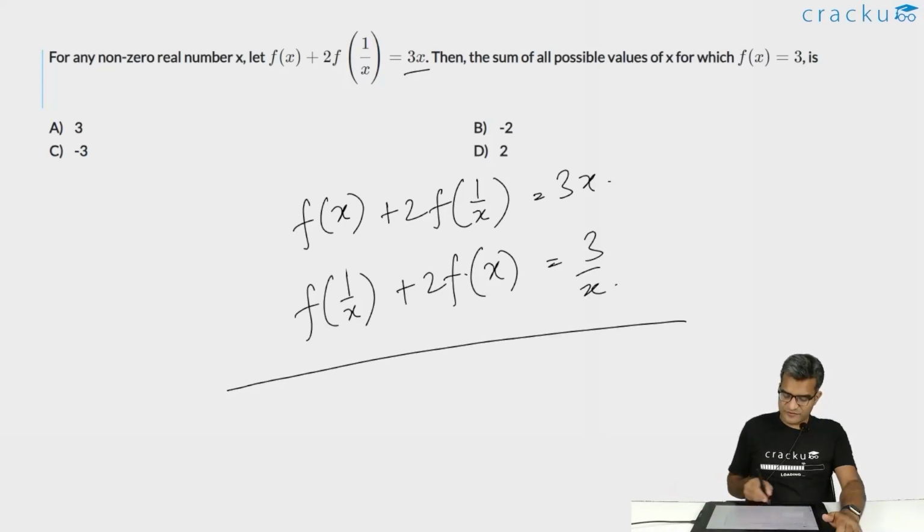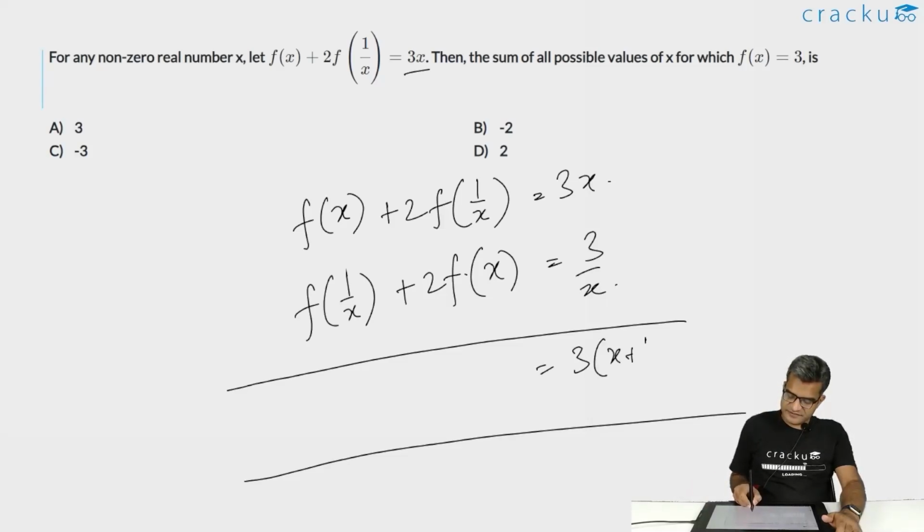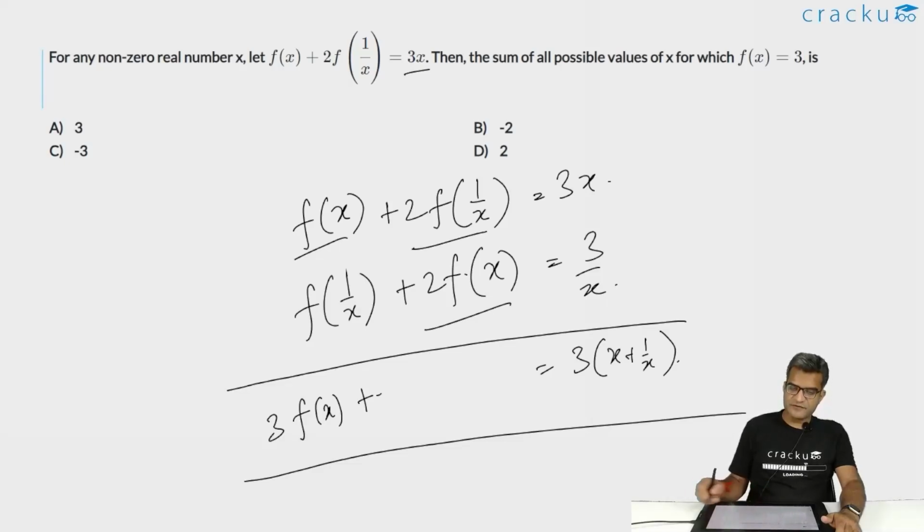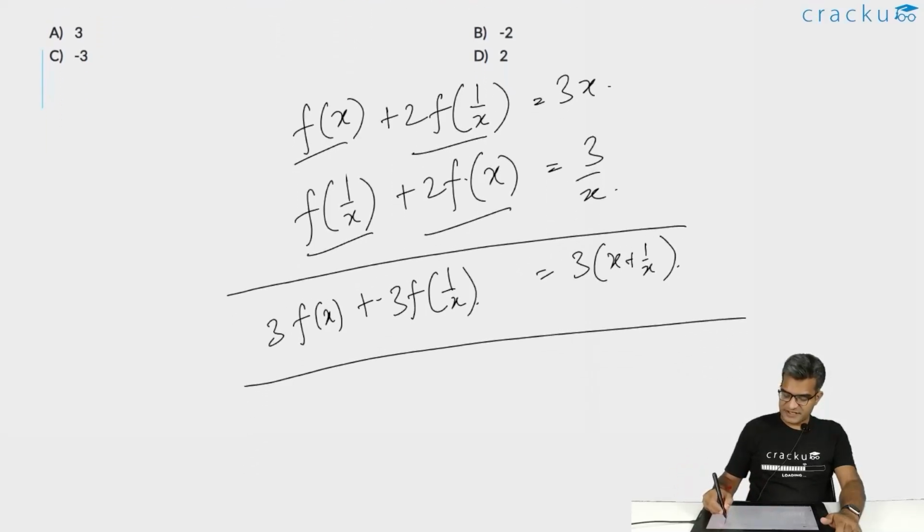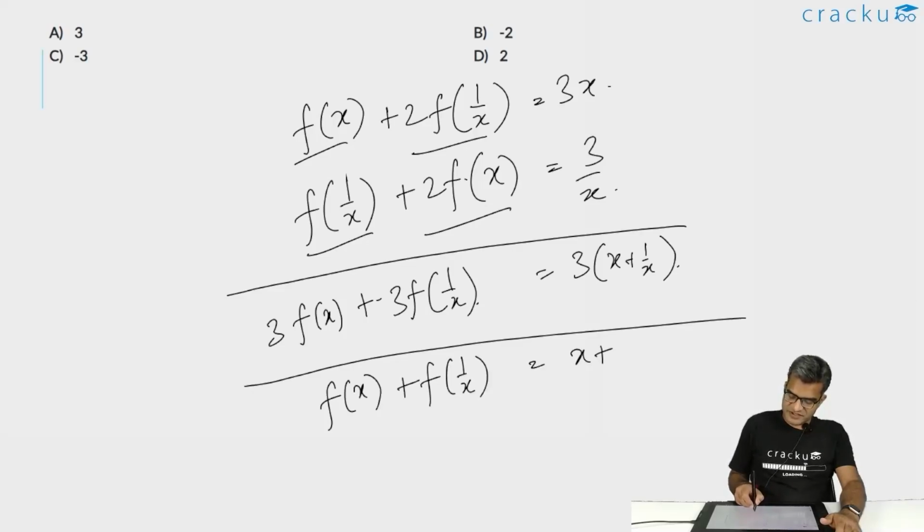Now, you add both of them. The right hand side is 3 times x plus 1 by x. The left hand side is f of x plus 2 times f of x, which is 3 times f of x, plus 2 times f of 1 by x plus f of 1 by x, which is 3 times f of 1 by x. You can divide the entire equation by 3. You are essentially going to get f of x plus f of 1 by x is equal to x plus 1 by x.